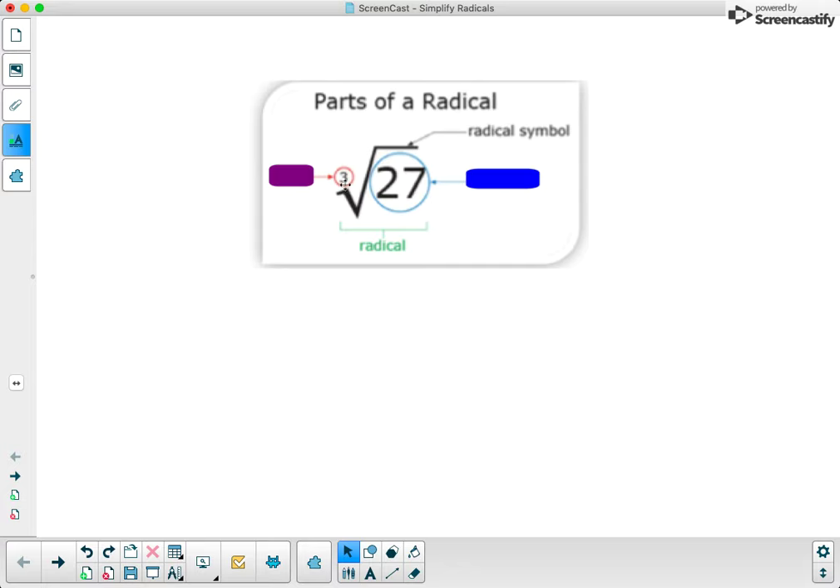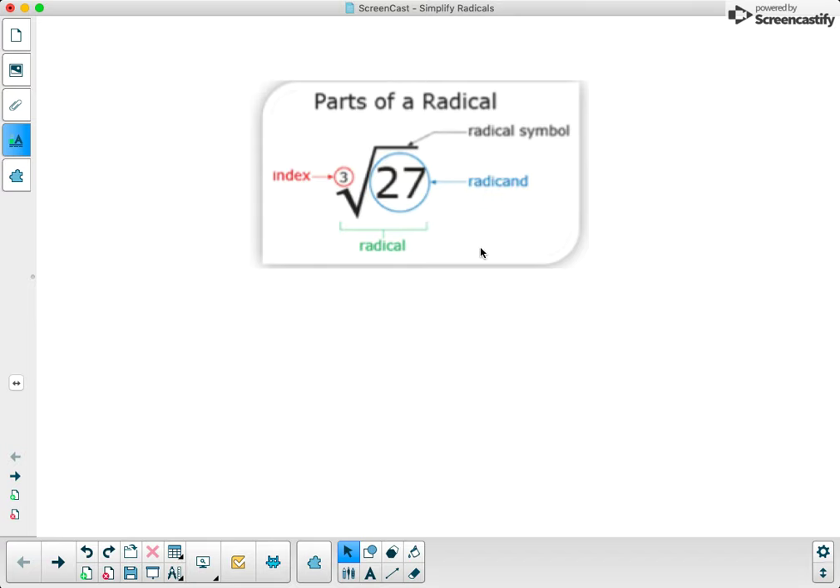This little 3 right here is what is called the index of a root, and that tells us what type of root we're taking. The cube root, the 4th root, the 5th root, it can be any number. And then the number underneath the radical is going to be called the radicand.